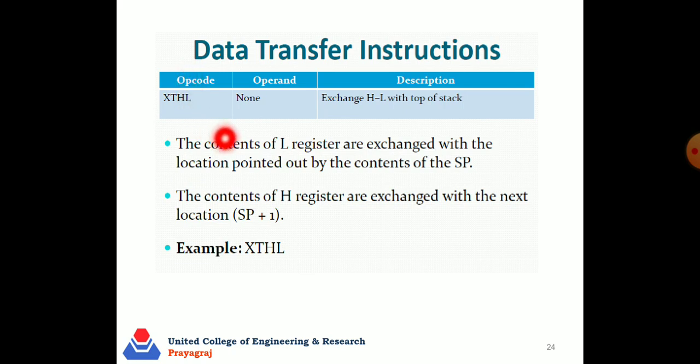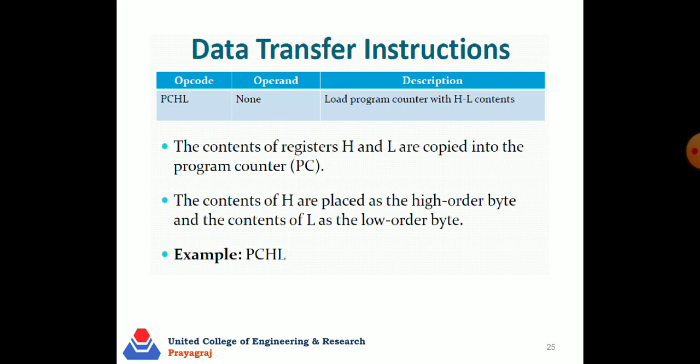XTHL. XT. The meaning of this instruction is exchange HL with the top of the stack. X stands for the register pair, T is the top. So it is also a 1 byte instruction. The content of the L register is exchanged with the location pointed to by the content of the stack pointer. The content of the H register is exchanged with the next location of the stack pointer. It is also a very simple instruction.